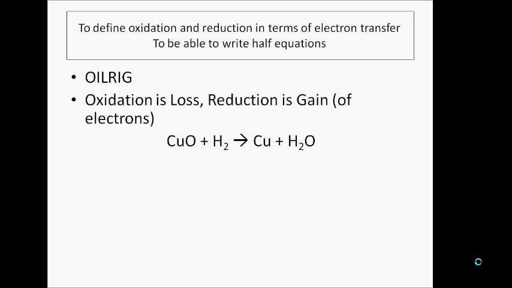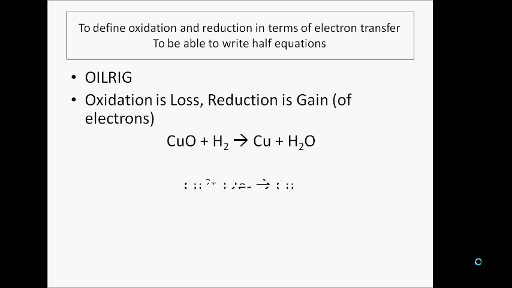But now we can look at this in terms of electrons. On the left-hand side, the copper starts as Cu2+, and on the right-hand side, it's become copper metal by itself. So the copper goes from 2+ to just a copper atom, so it has gained electrons. Because it's gained electrons, it's been reduced. So the copper's been reduced in this case.